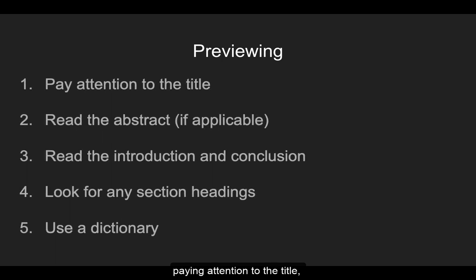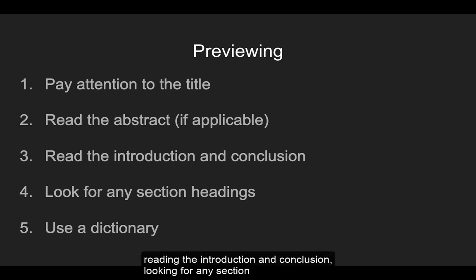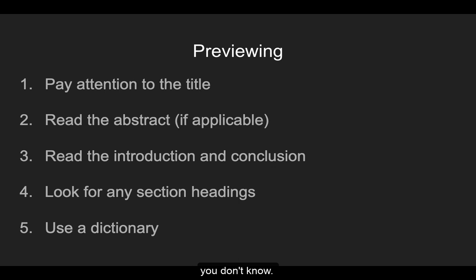In summary, when you need to read a scholarly article, it's a good idea to preview the article first, which involves paying attention to the title, reading the abstract, if applicable, reading the introduction and conclusion, looking for any section headings, and using a dictionary to look up words that you don't know.